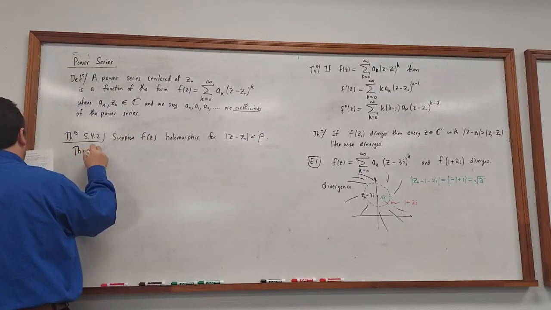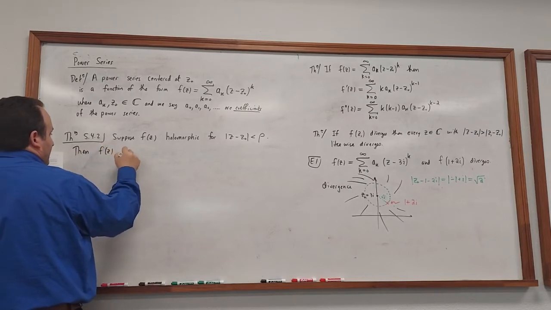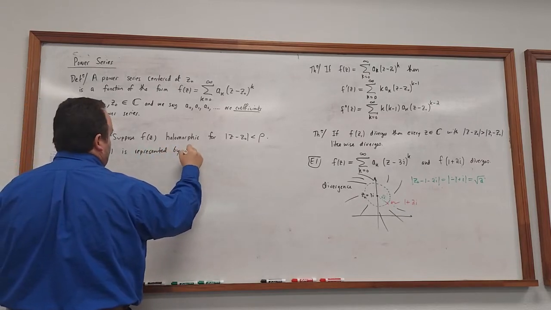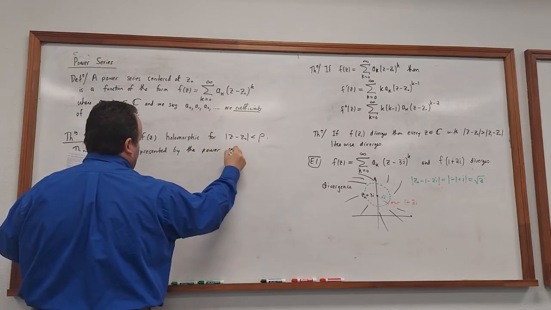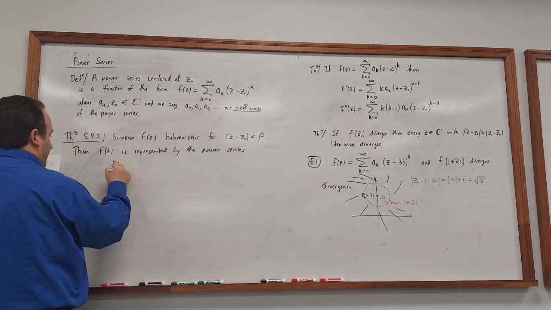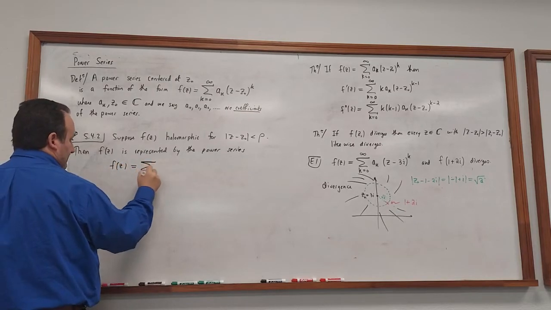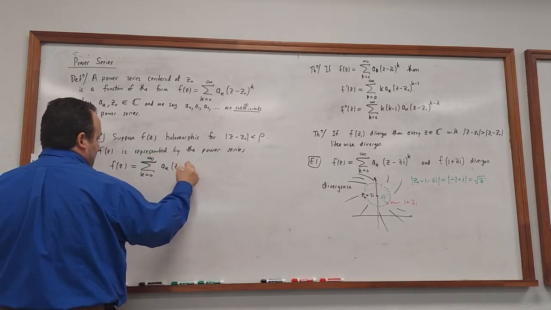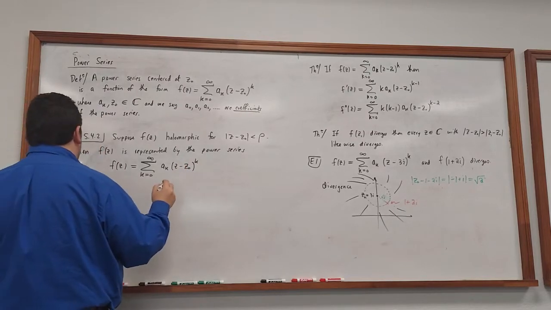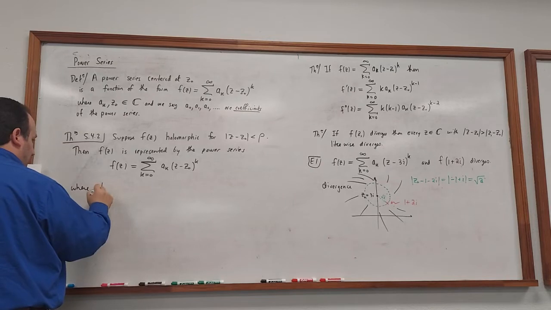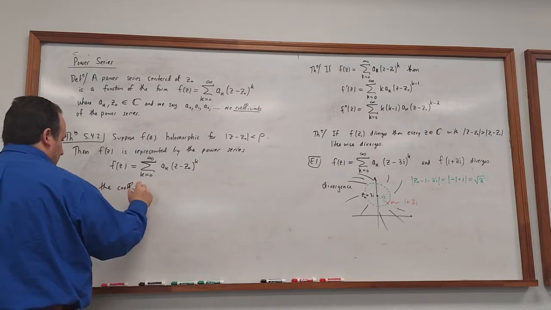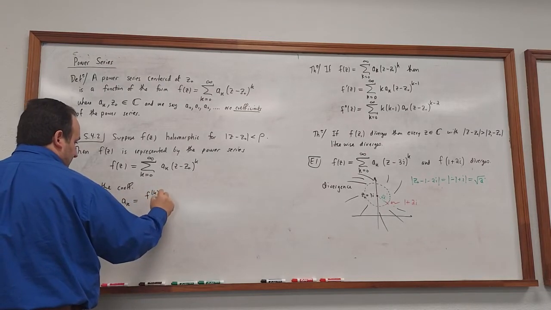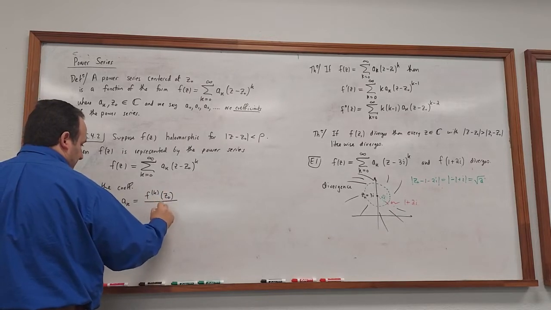Then f of z is represented by the power series: f of z equals the sum from k equals 0 to infinity of a sub k times z minus z naught to the k, where the coefficient a sub k is equal to the kth derivative evaluated at z naught divided by k factorial.